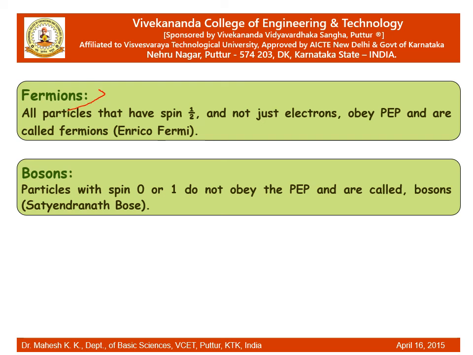Hence, those particles which obey this statistics are called fermions, which have half spin, and they are named after one of the scientists, Enrico Fermi. And we have one more type of particle, that is bosons, which have spin 0 or 1. The name is based on the Indian scientist Satyendranath Bose.